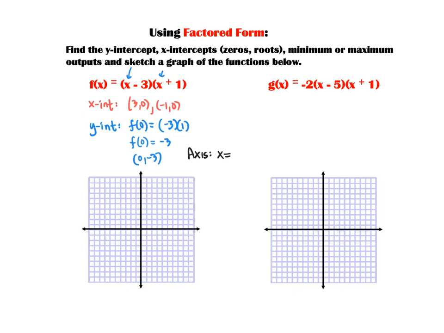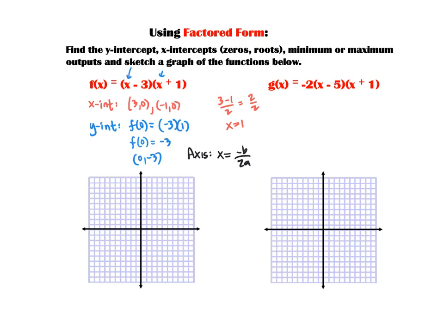So there are 2 different ways to do it. You could either take your x-intercepts and average them, and I'll do that right here, or you can use the axis of symmetry, negative b over 2a. First I'm going to do it using the x-intercepts. I'm going to take 3 plus a negative 1, divided by 2. That's 2 over 2, which means I should get x equals 1 for my axis of symmetry.